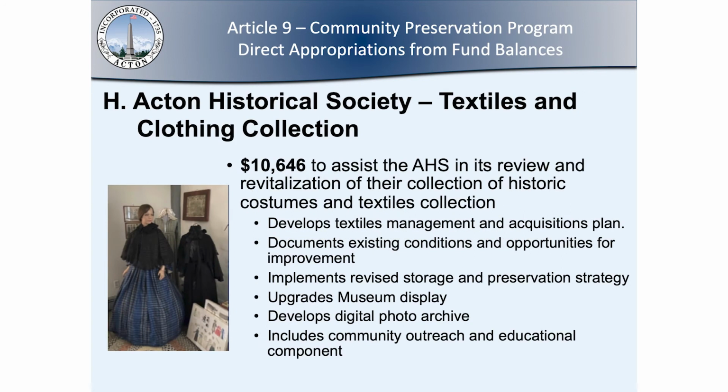Item H, the Textiles and Clothing Collection. This is $10,000 being recommended to assist the Acton Historical Society with the review and revitalization of their collection of historic costumes and textiles.